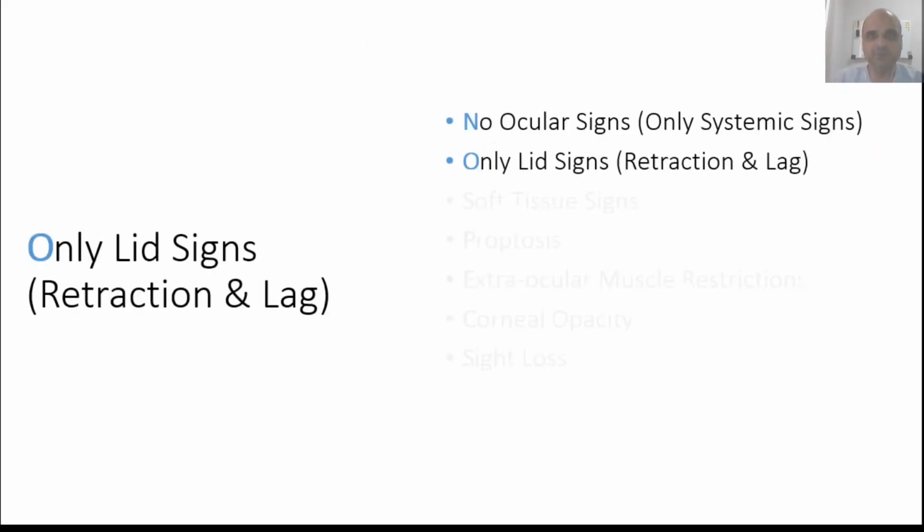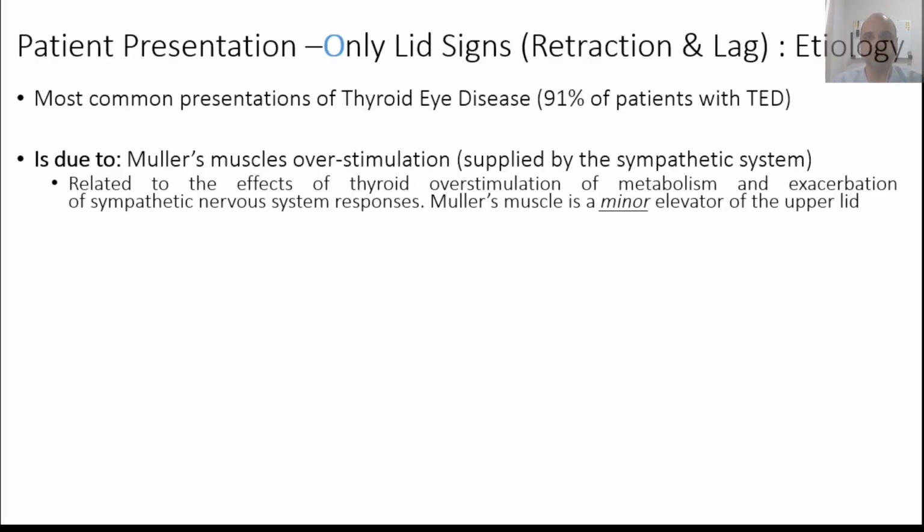From that stage, we move on to the O stage, which is only lid signs. This is the earliest form of the presentation, and it is also the most common form of presentation. 91% of individuals who have thyroid eye disease have only lid signs. And this is basically due to Muller muscle overactivation. Remember, Muller's muscle is a minor elevator of the upper lid.